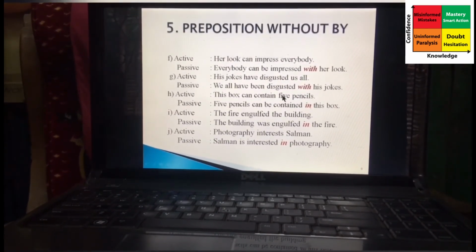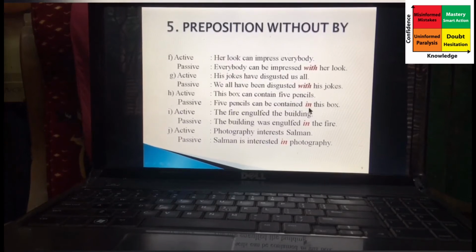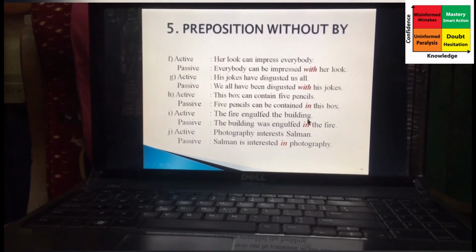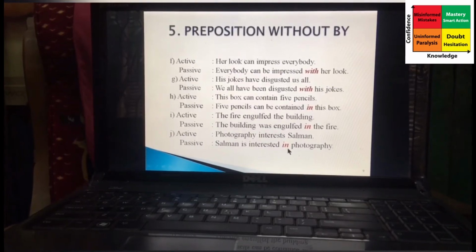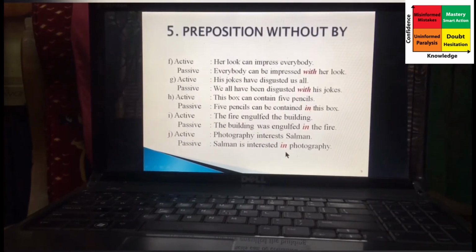This box can contain 5 pencils. After "contain" will be "in". The fire engulfed the building. The building, it is past, was engulfed in the fire, not by the fire. Photography interests Salman. Salman is interested, not by, it will be "in" photography.